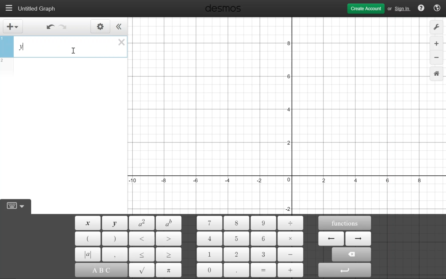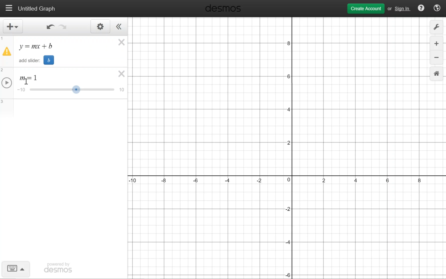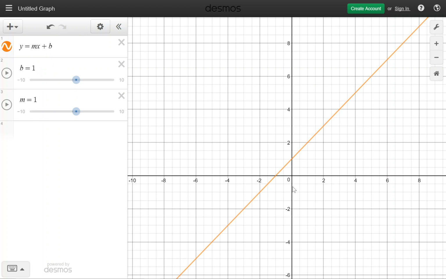Recall that if we just have this equation, y equals mx plus b, and we assign a value for m and a value for b, that will uniquely determine a line. So for instance, if both m and b are 1, this is the line you would get.